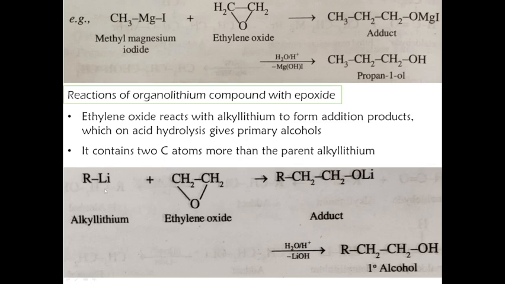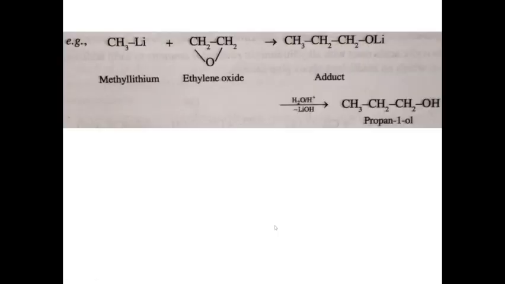So alkyl lithium RLi is reacting with ethylene oxide. So this will become Li plus and R minus. It is attacking the carbon atom of the epoxide, and then this shifts here, and the O minus will pick up the lithium plus. Okay, and then we get an adduct RCH2 CH2 O Li. On hydrolysis we get a primary alcohol.